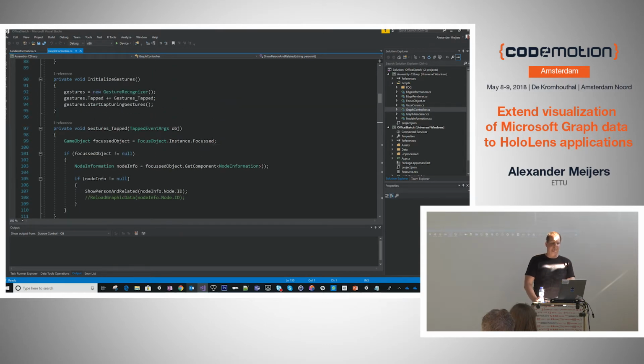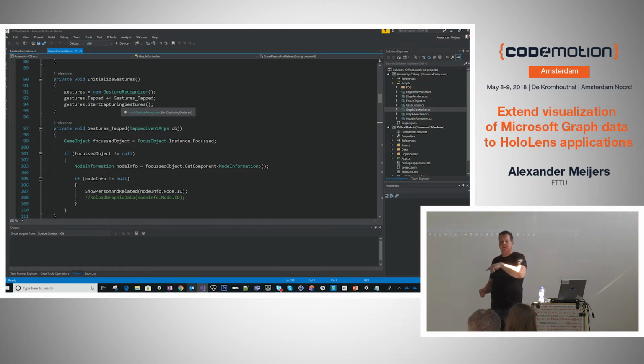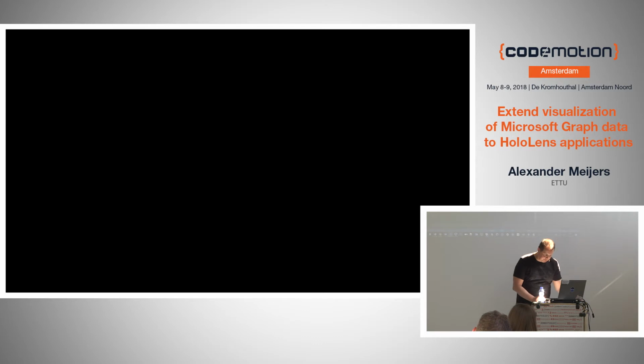So secondly, what I've been doing is building in gestures. And gestures for HoloLens are very easy. You use something called the gesture recognizer. You just need to create the object, add the tapped event, and say start capturing gestures. That will give your application the possibility to use click gestures and to do some actions on that. The action which I have put in there is as soon as the model is built, I can select one of the nodes, which is a user, and it will then only show at that time the related people in the first degree. So I'm now going to show you the application.